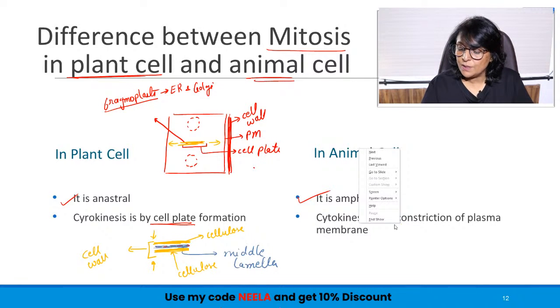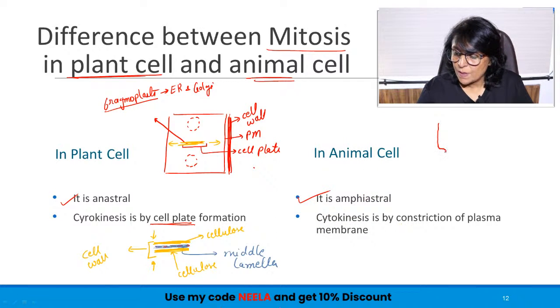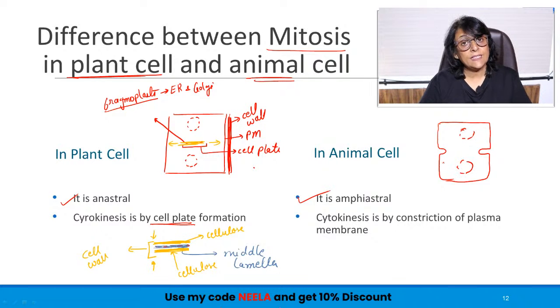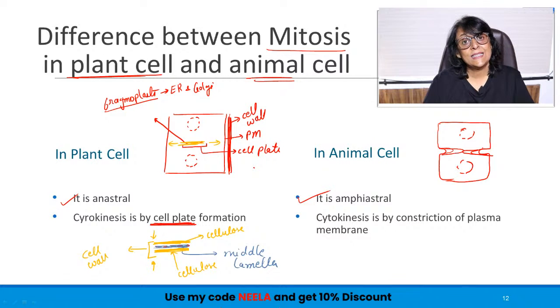Whereas in case of animal cell, the plasma membrane showed this kind of infolding. Because there is no cell wall outside it, the membrane is flexible, and these infolds get deeper and deeper, and finally the two daughter cells will be formed. So in case of plant cell, cytokinesis takes place by cell plate formation, and in case of animal cell, it takes place by constriction of plasma membrane. So there are only two differences, but these are very, very significant differences.